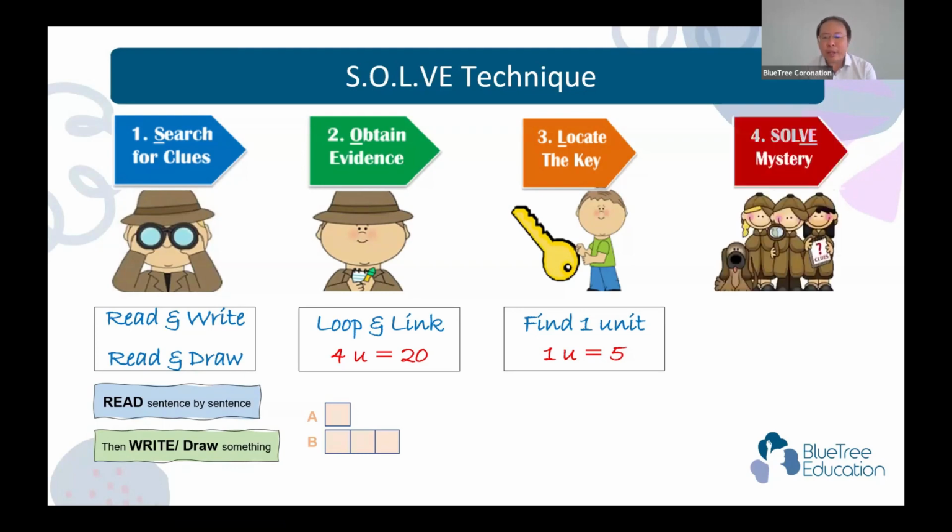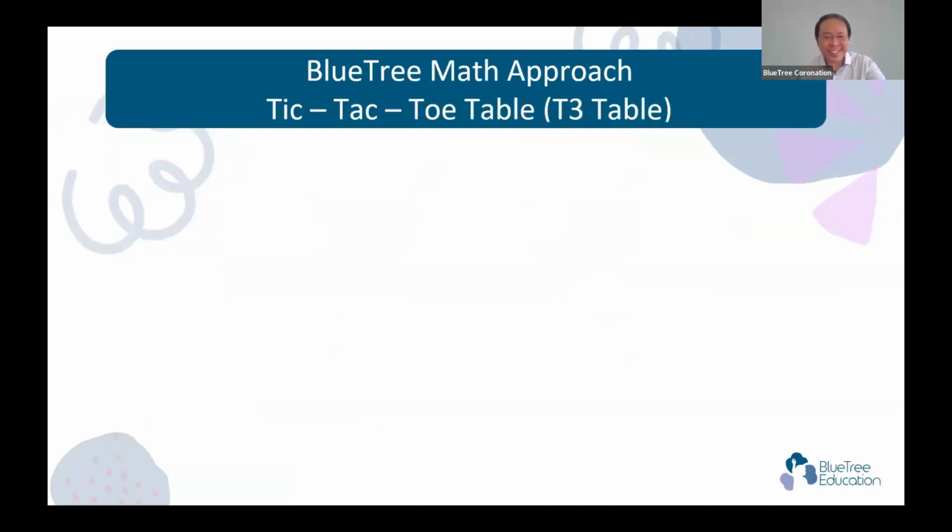And from there, you can do the next step from solve, which is locate the key, or search for the key, find the key. You can find out 1 unit is actually 5 when you divide 20 by 4. Then once you have found this step, usually you reread the question again, to solve the mystery, to find out what exactly the question is asking for. They may ask, so how much money does B have? Then you have to multiply by 3 in that sense. All right, let's move on.